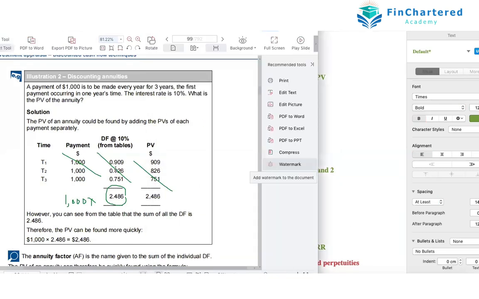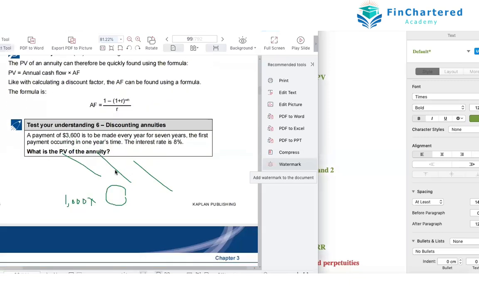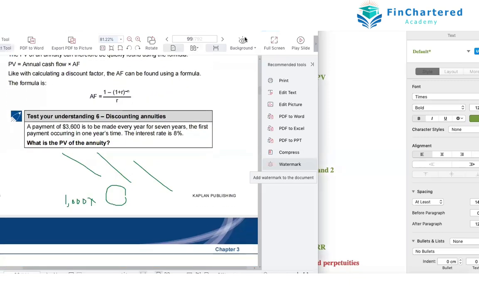Then we saw test your understanding 6. Again, the logic and the concept was the same. There was nothing new. You have a payment of 3,600 every year for 7 years. So you know this is an annuity. There is no doubt about it. So simply use the annuity factor table and get the answer.